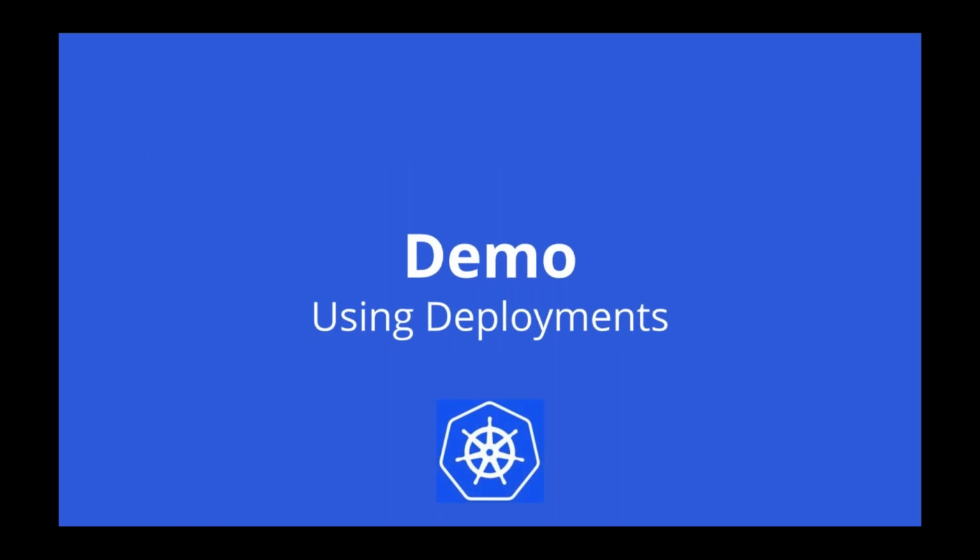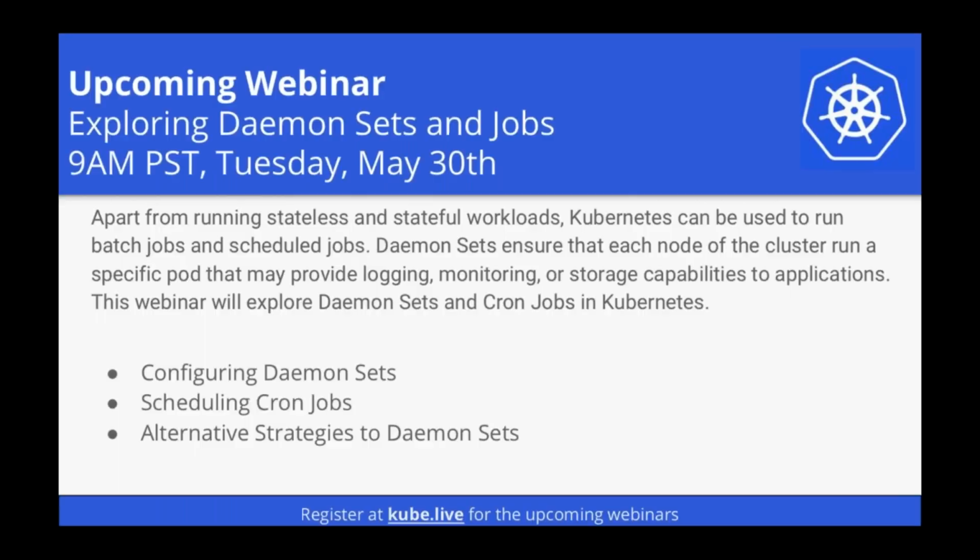All right, so it's a very crisp webinar where I introduced the concept, I showed you the demo, and I'm excited to announce the next webinar on 30th May at 9 a.m. Tuesday, and I'll walk you through daemon sets and cron jobs. So typically there are controllers in Kubernetes like replica sets, replication controllers, stateful sets, pet sets, and there is one more concept called a daemon set.